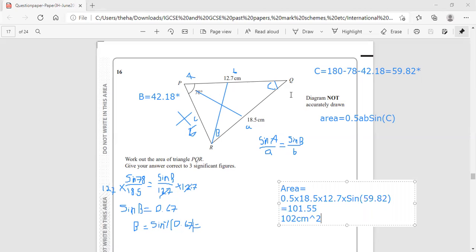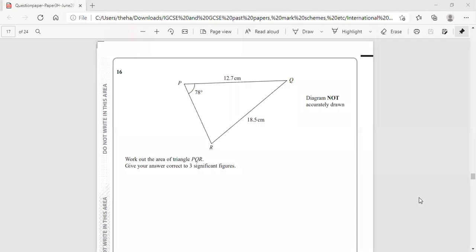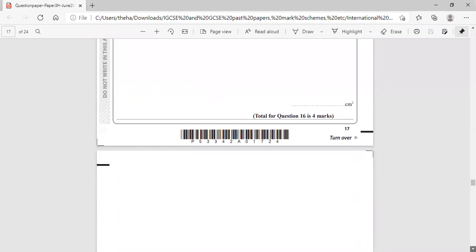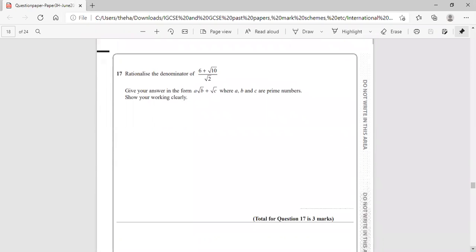And great job if you got that. That's quite a tricky question. You have to apply the sine rule and then the area of a triangle rule. That's 4 marks. So question 17.